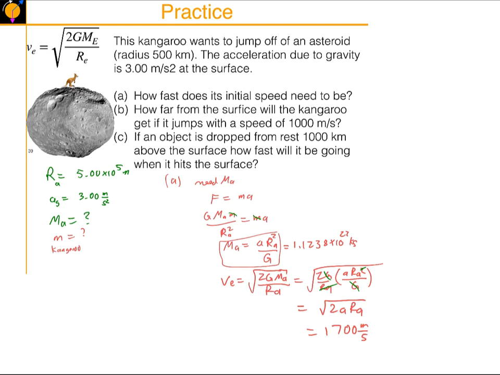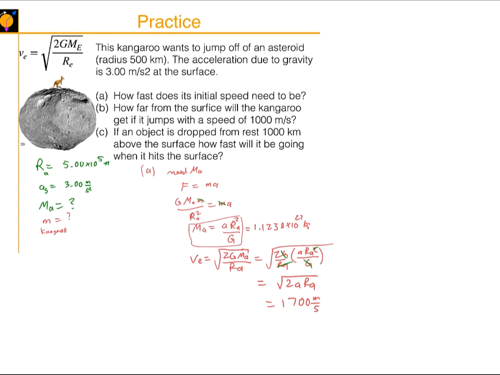So the next question it asks is, how far from the surface will the kangaroo get if it jumps with a speed of 1,000 meters per second? So we just said that if it jumps with 1,700 meters per second, it will escape. It will go off to infinity. If there's no other forces, it'll escape. But if the kangaroo jumps with less than that, it'll go far away and then it'll stop and come back down. So part B is asking, let's imagine that it didn't jump with enough.